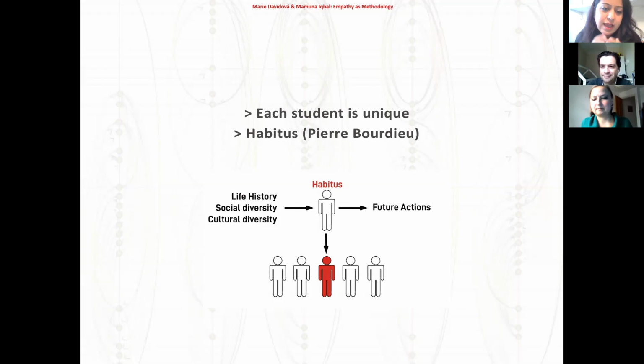And as Federico was talking about doing a literature review, I did a very extensive literature review, and I got to understand that students' life history, social diversity, and cultural diversity, and this is something that you will be working with as well, social and cultural diversity, very much in your units. So I got to know how these factors impact their personality dispositions, and there's a terminology, habitus, for that, and then that habitus impacts future actions. So it is very important to understand for a design school how a student's life history is impacting their personality and how it can impact their learning experiences and approaches in schools of architecture.